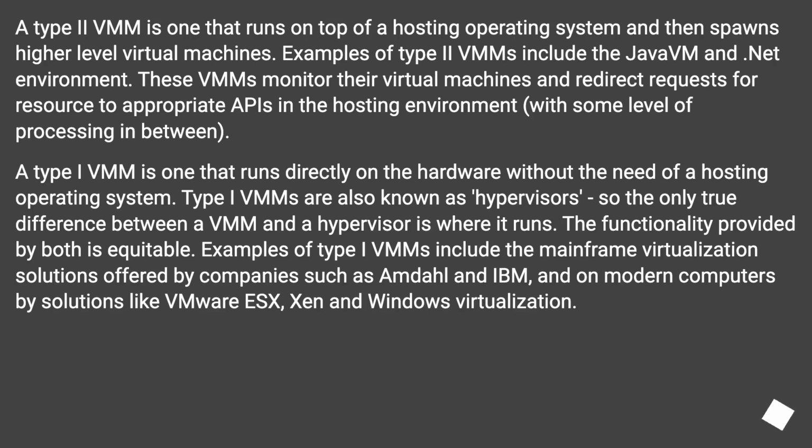A Type 1 VMM is one that runs directly on the hardware without the need of a hosting operating system. Type 1 VMMs are also known as hypervisors, so the only true difference between a VMM and a hypervisor is where it runs. The functionality provided by both is equivalent. Examples of Type 1 VMMs include the mainframe virtualization solutions offered by companies such as Amdahl and IBM, and on modern computers by solutions like VMware ESX, Xen and Windows Virtualization.